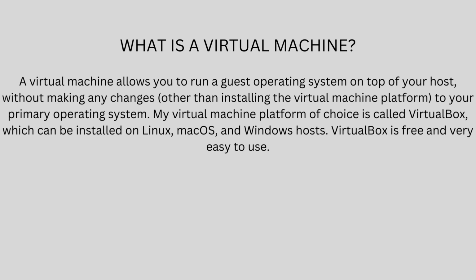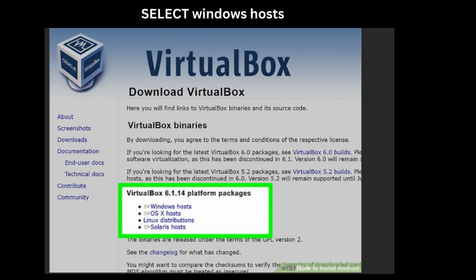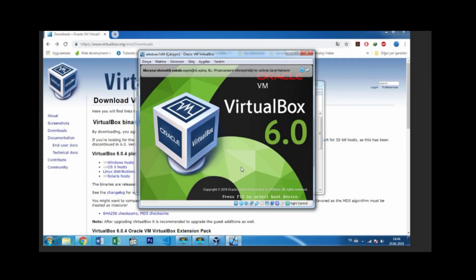My virtual machine platform of choice is called VirtualBox, which can be installed on Linux, Mac OS, and Windows Host. VirtualBox is free and very easy to use. Go to Google, then search VirtualBox. After that, you select Windows Host. After selecting the Windows Host, you will be able to download your VirtualBox for free.